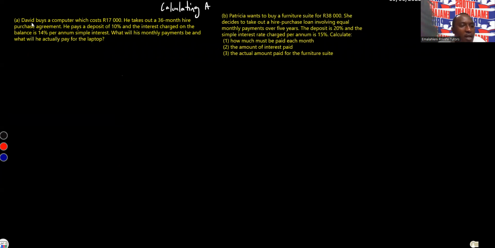Now, David buys a computer which costs 17,000. He takes out a 36 months hire purchase agreement. So that's the time period. He pays a deposit of 10%, and the interest charged on the balance is 14% per annum simple interest. What will his monthly repayments be, and also what will he actually pay for the laptop?